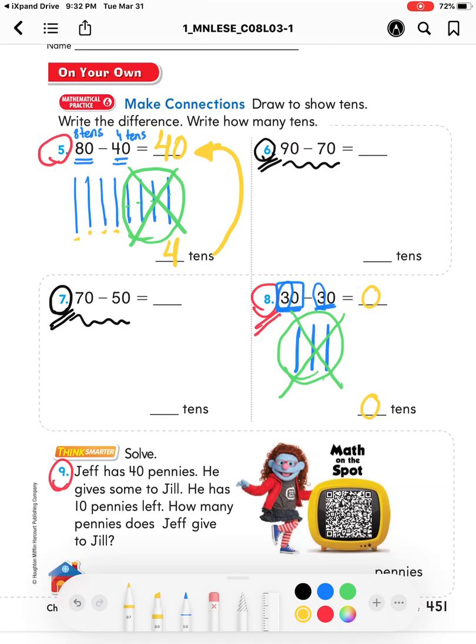From itself, whenever you subtract a number from the same number, it's 0. The answer is always 0, okay? Now let's solve the think smarter. As I told you before, the think smarter part needs more analytical skills.